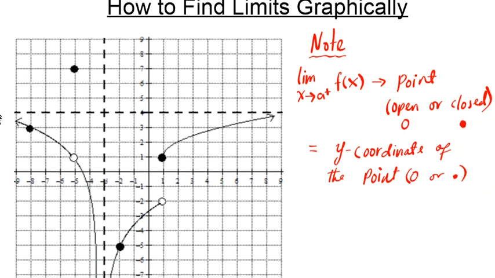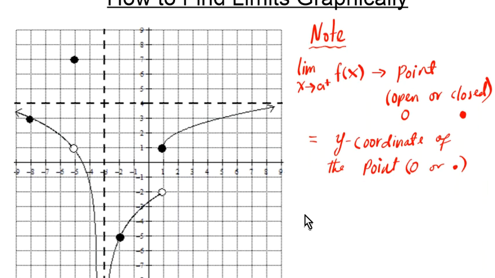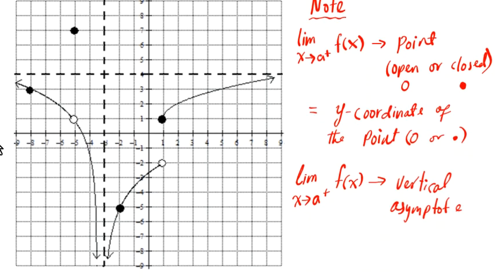The next case is if you're approaching an asymptote. Let's say you have a directional limit. It could be from the left or from the right of a function, and what you're approaching is a vertical asymptote. Then your limit is either going to be plus infinity if you're heading upwards, or negative infinity if you're heading downwards. So the direction that you're heading will tell you what the value of that limit is.